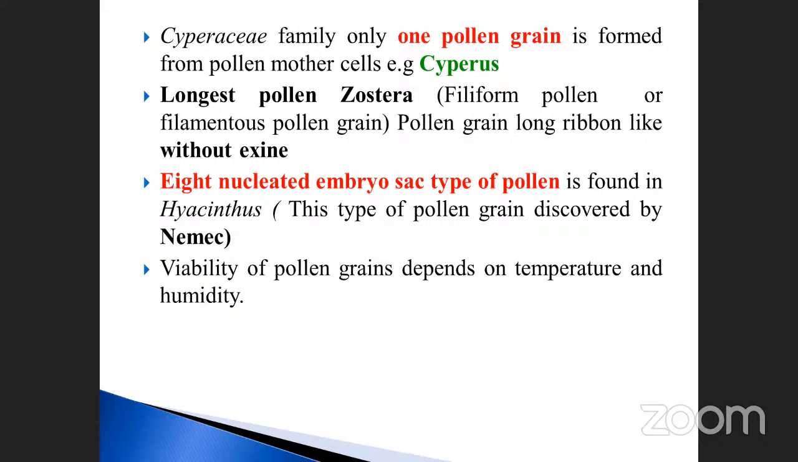Namak. Viability of pollen grains depends on the temperature and also humidity. Viability, you already know a little, is also very, very important. Without viability, there is no pollination. It can move on to the stigma, produce pollen tubes, germination, all those things you already know, and it also reaches the male gamete.